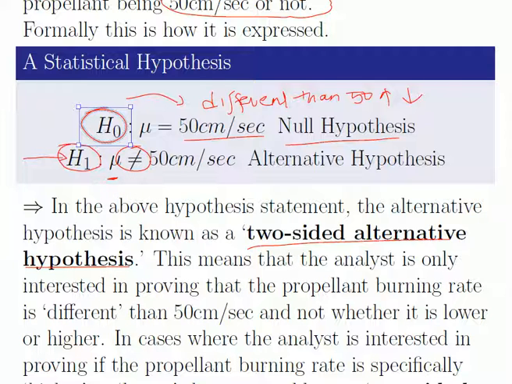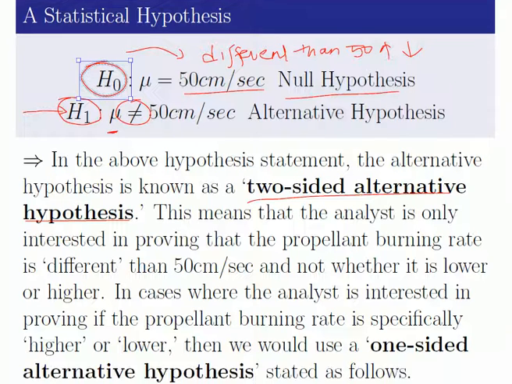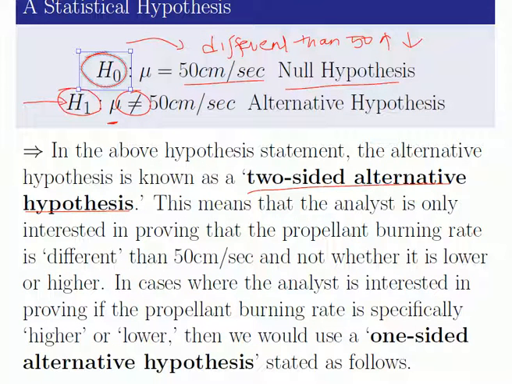For example, if the analyst is interested in proving whether the propellant burning rate is either higher or lower. Maybe if the propellant burning rate is higher, then there may be some eventualities, and the same may be the case if the burning rate is lower. In that case, we can use what is known as a one-sided alternative hypothesis. So the framing of the hypothesis really depends on the question that you're trying to answer. The way we state this is as follows.